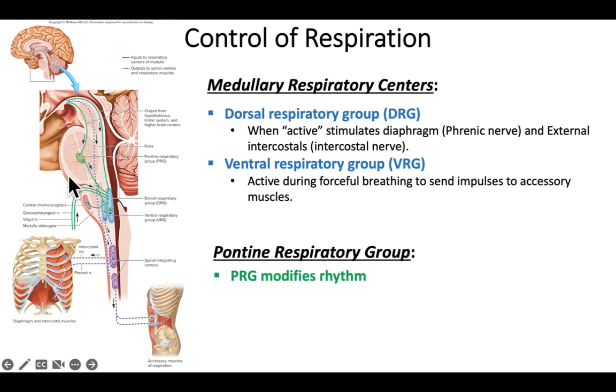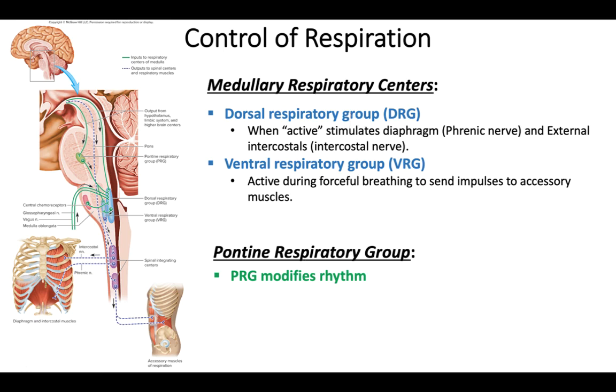If you recall, this area here of the brainstem is known as the pons. And that also modifies your breathing rhythm. So we're going to pay most attention to the dorsal respiratory group. All right. Now, how does it know what to do?